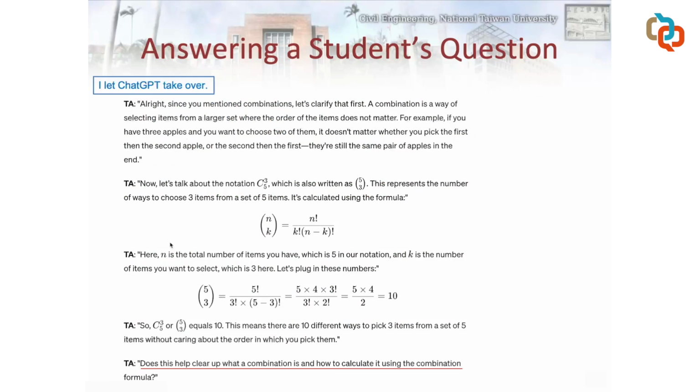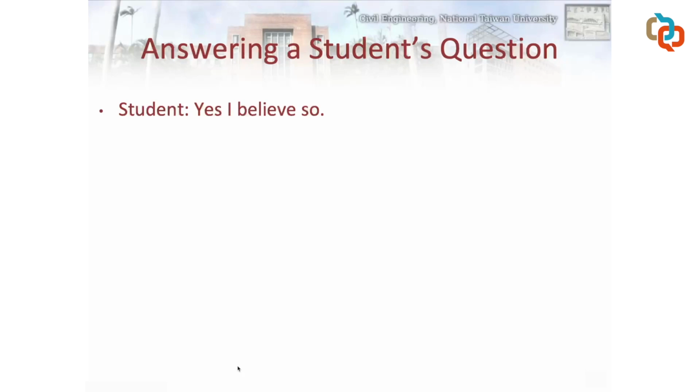But at the end, about this answering part, the TA said, does this help clear up what a combination is and how to calculate it using the combination formula? So this is actually the TA asking for feedback from the student. This is actually very important. This is very critical. I think this is very good. And then the student responded, yes, I believe so.